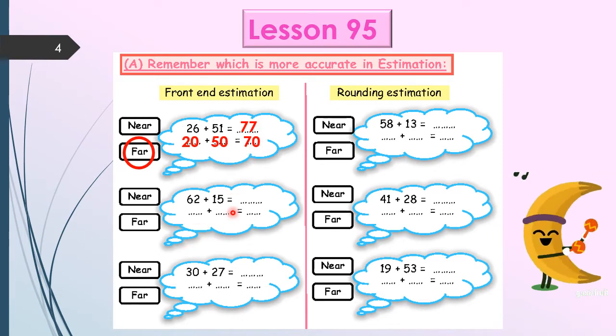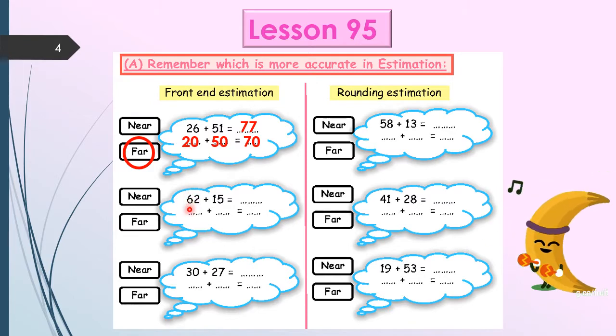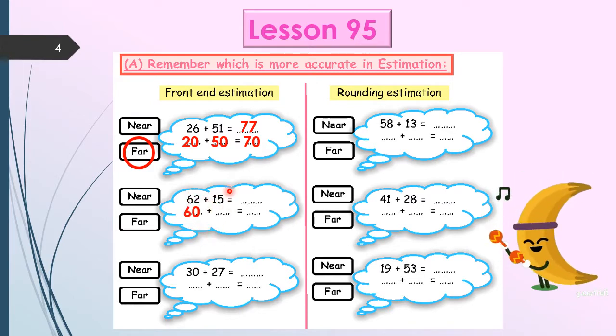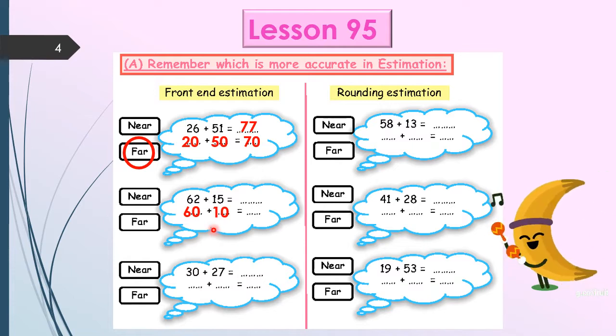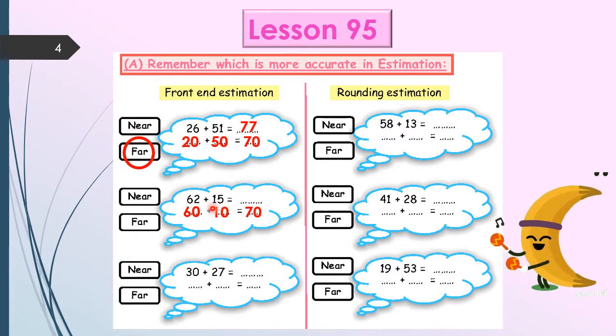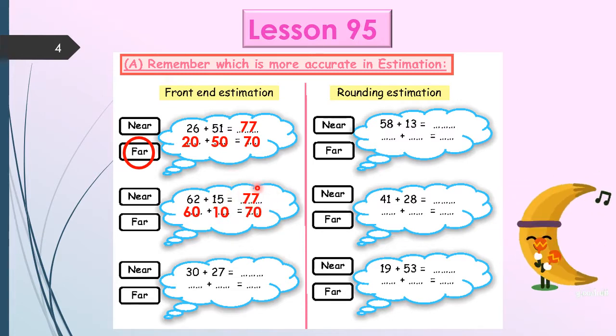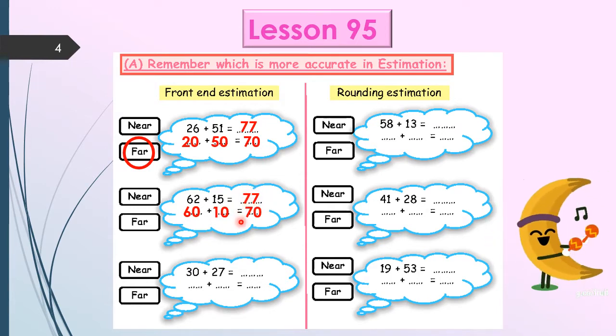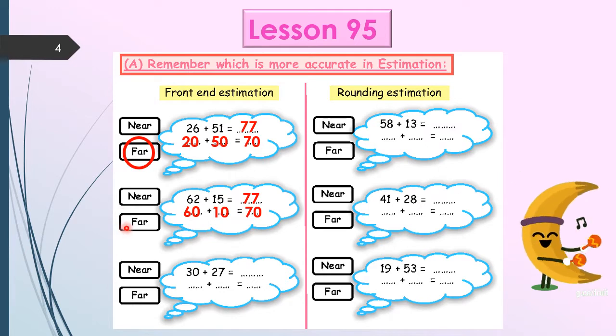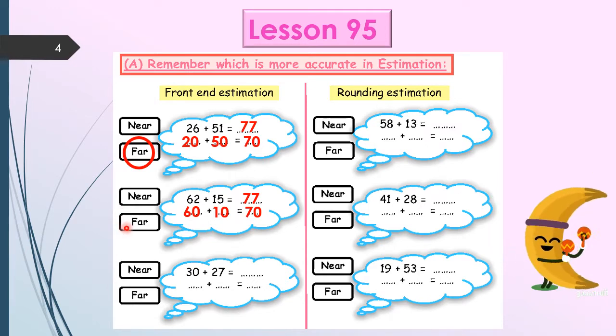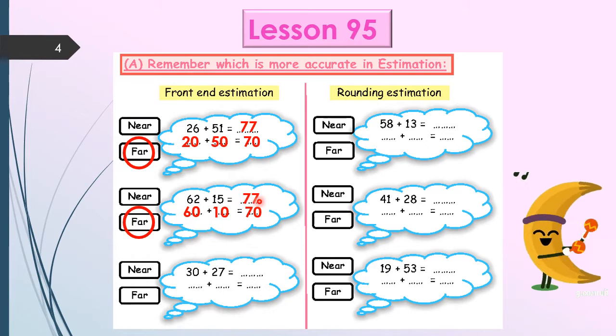Okay, let's check our front end estimation here. We have 62. It will be 60, and 15 will be 10 only. Then 60 plus 10 equals 70. Let's check our real answer here. 2 plus 5 equals 7, and 6 plus 1 equals 7. It will be 77 and 70. Our real answer is 77 and our estimation is 70. Is it near or far? Yes, it is far, by 7 steps away.